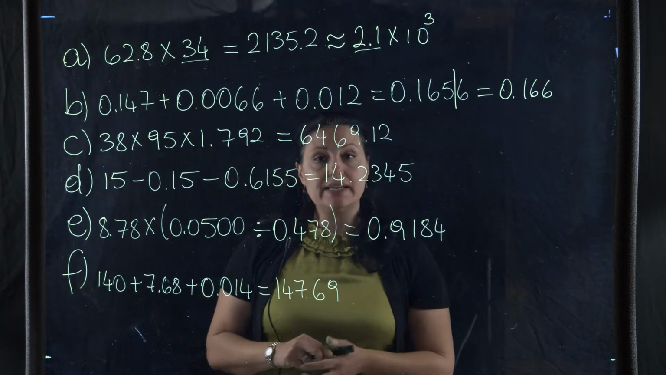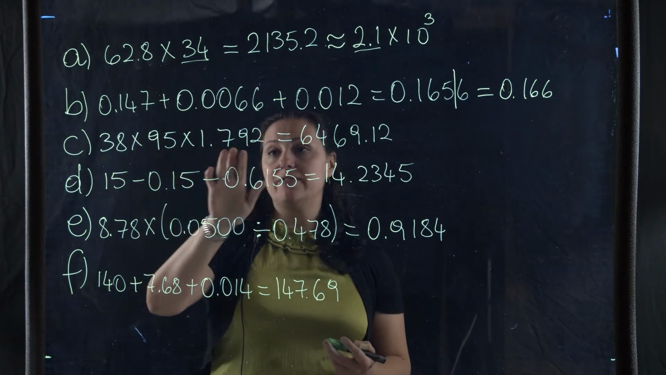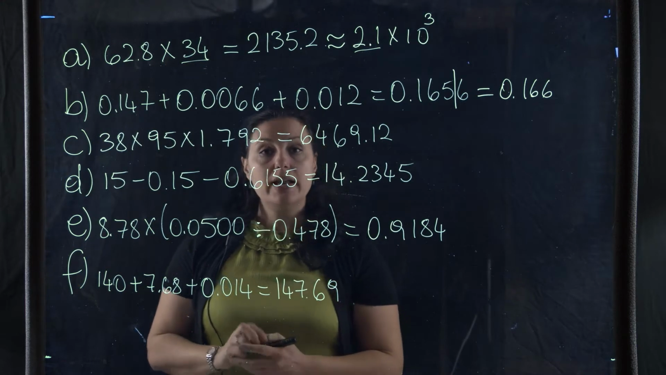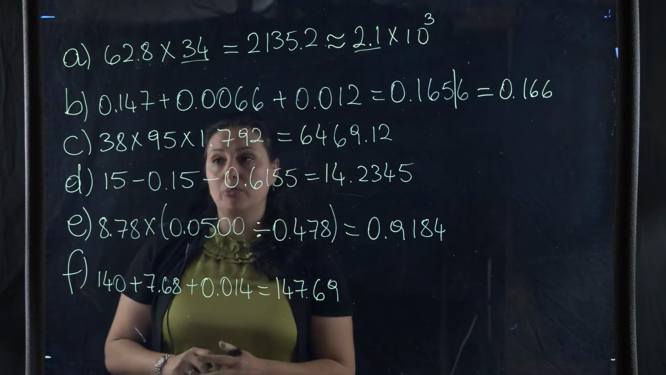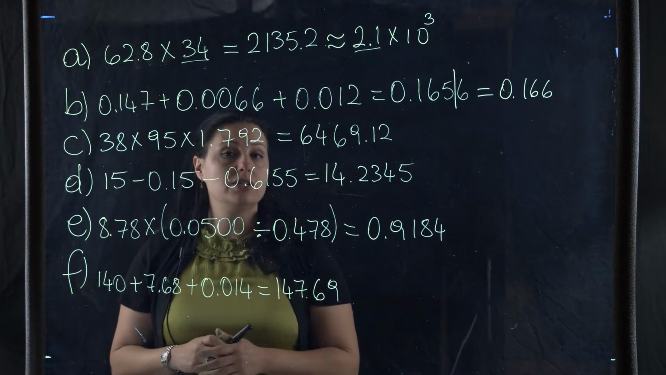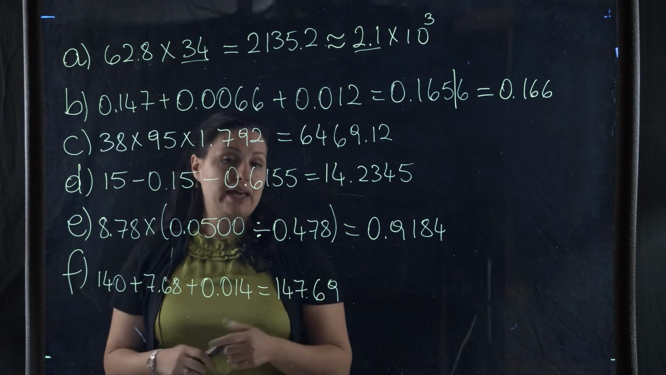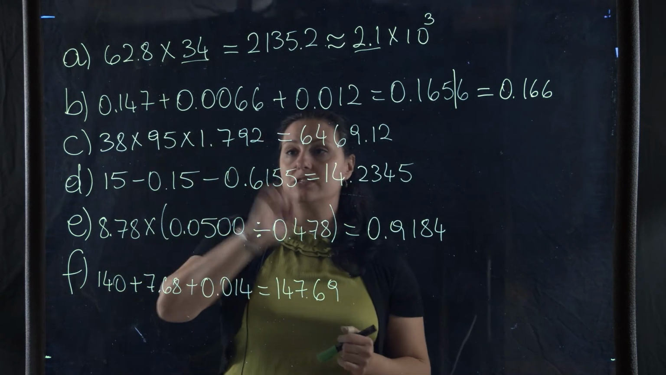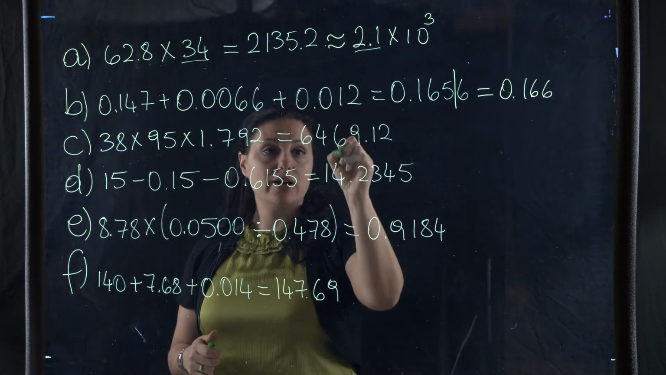Let's look at C. I am multiplying again. So I have 38 times 95 times 1.792. This is the answer right now. Now, because 2 of my numbers that I'm multiplying have only 2 significant digits, they limit how many digits my answer can have. It limits it to 2. So this says 2, this says 2, this says 4, which means that my answer will have 2. So I have to cut it off right here.